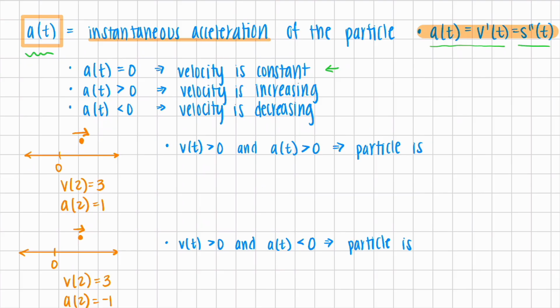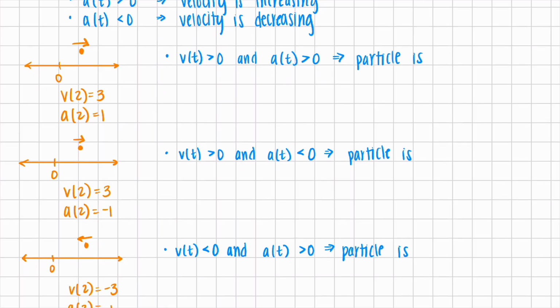If A of t is greater than 0, velocity is increasing. If velocity has a positive slope, my A of t, my slope of my velocity, is going to be positive. And then on the flip side, if A of t is less than 0, velocity is decreasing. The next thing is a lot of times you're going to be asked if the particle is speeding up or slowing down. So we have 4 scenarios.